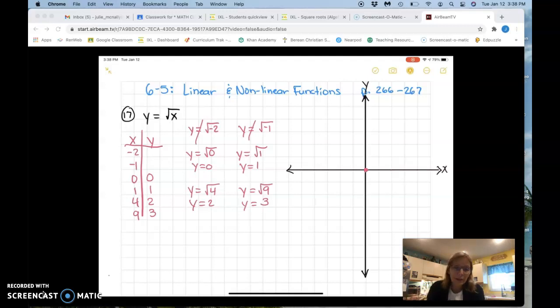So then what I did for the rest of my numbers is I picked something that I knew I could take the square root of easily, okay? So I know that 4 is a perfect square and 9 is a perfect square. So that's the numbers that I chose on my x value so that it would work with this equation. So let's just graph the rest of those. 1 and 1, 4 and 2, and then 9, which I'm not going to be able to get to, and 3. So I know the graph is going to kind of go off in that direction. So I'm going to connect my dots, kind of going off in that direction.